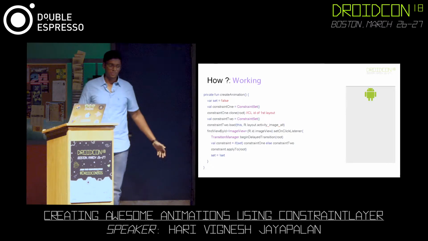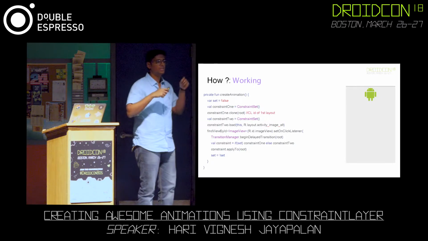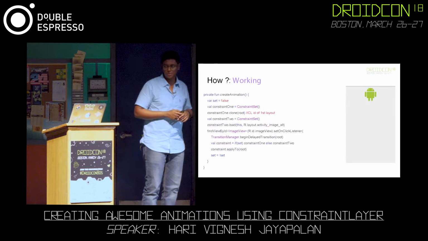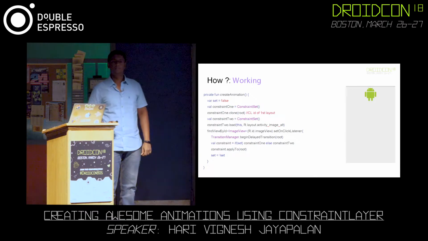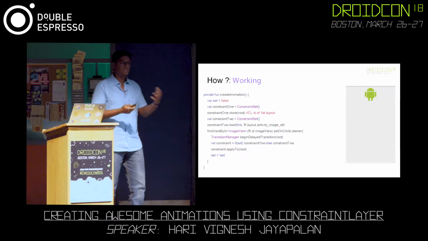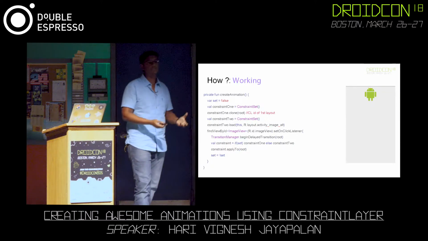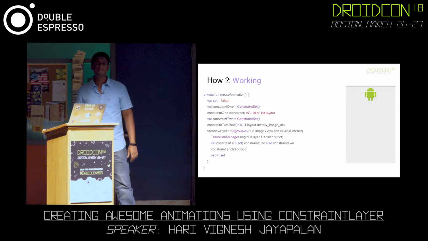So now if you look at the code, set is nothing but a flag that will just identify which position we are clicking the mascot, whether it's on the top or the bottom. We use constraint set 1, clone it, set constraint 2 to load all the constraints. Then we use transition manager to initiate the transition. Based on the click value, the set flag, we are applying the constraints. That's it. That's how this animation actually works.